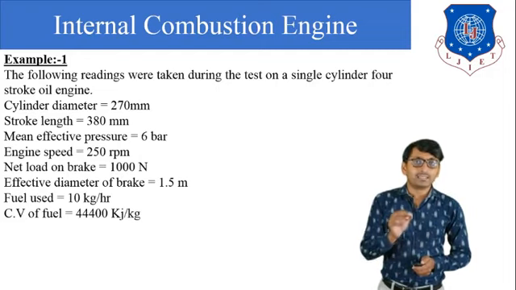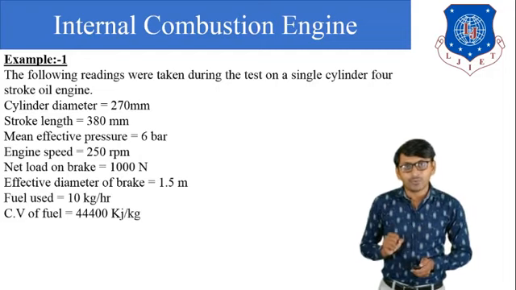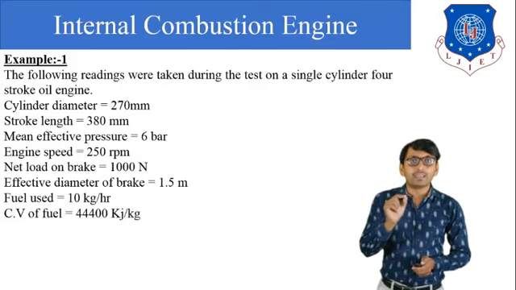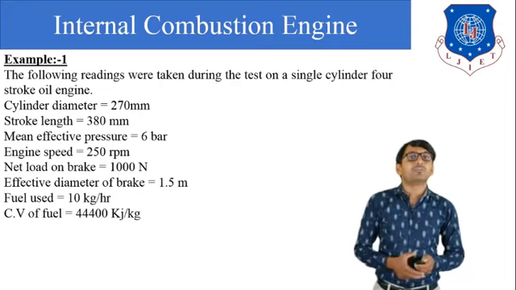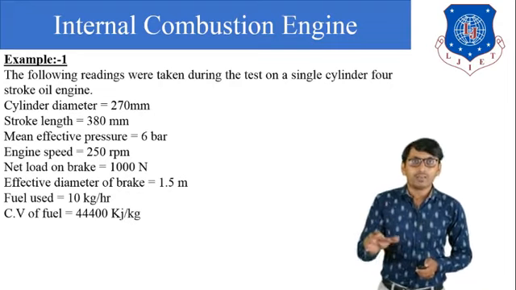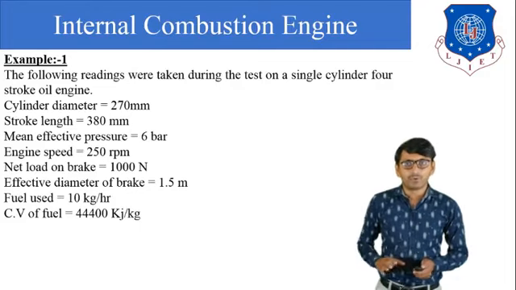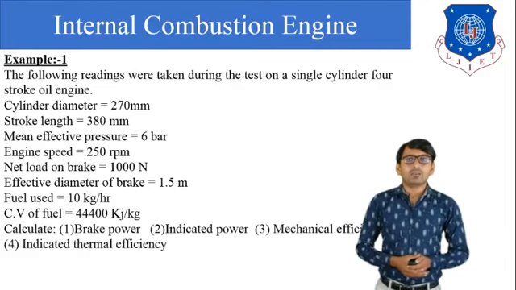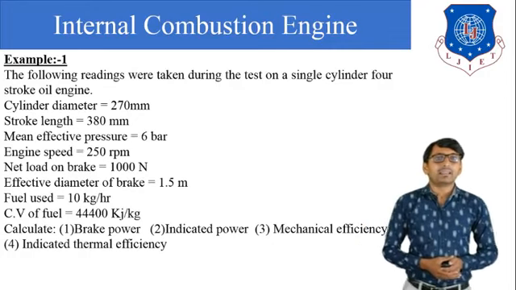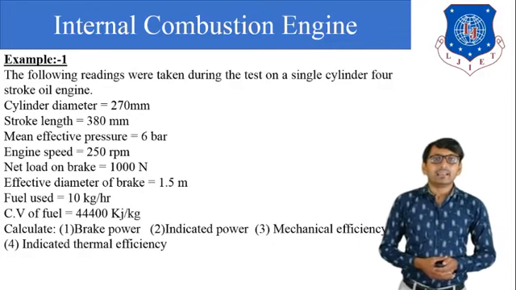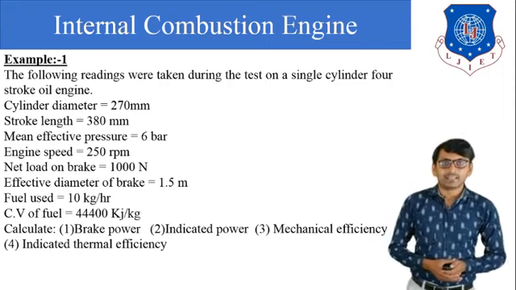44,400 kilojoule per kg. Now what do you mean by calorific value? The amount of heat that is produced due to combustion of 1 kg of fuel. That is the calorific value of a particular fuel. That is different for different fuels. Now calculate brake power, indicated power, mechanical efficiency, and indicated thermal efficiency.